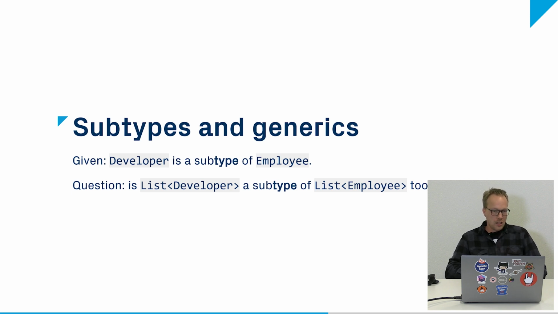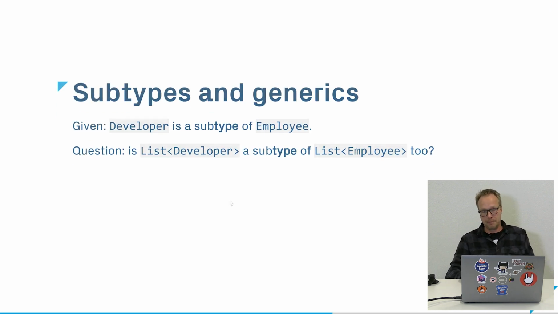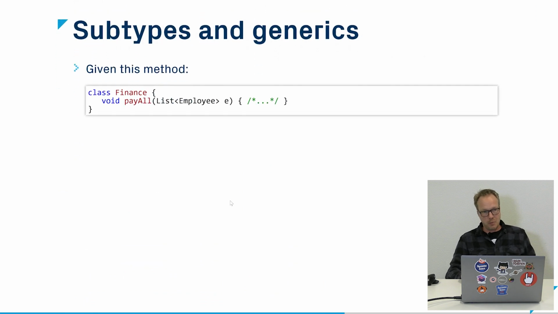So let's say we have a developer and an employee, and developer is a subtype of employee. We can ask ourselves the question, is a list of developer then also a subtype of list of employee? So when we put both types into a generic type. Suppose we have this method, it's called payAll, and it pays all the employees contained in this list.